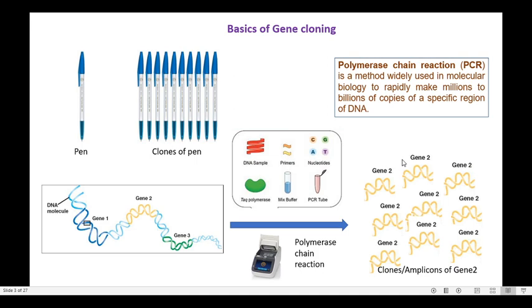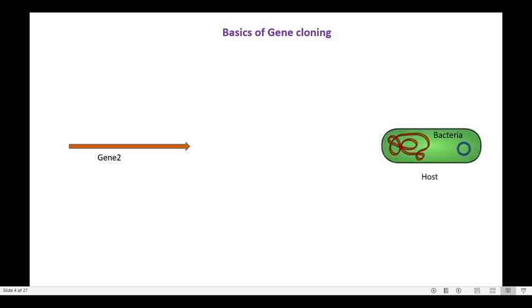But this copy which is made by polymerase chain reaction cannot synthesize the protein, because to synthesize the protein it needs additional compounds and it needs some environment where it can replicate and synthesize. So we need to do a few more steps in the cloning. This gene 2 needs an environment where it can replicate and synthesize the protein, which is called the host. The host can be a bacterium or any other living organism like a plant.